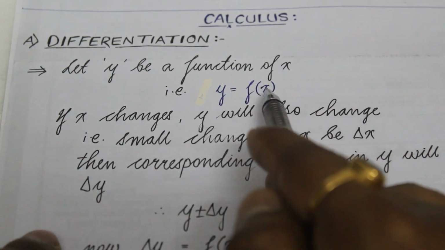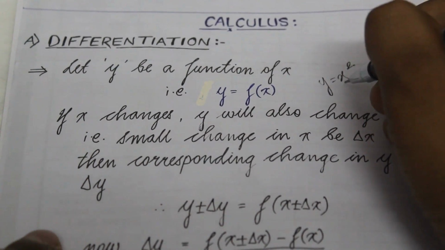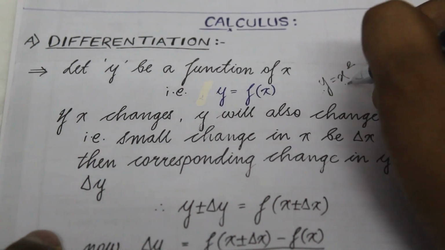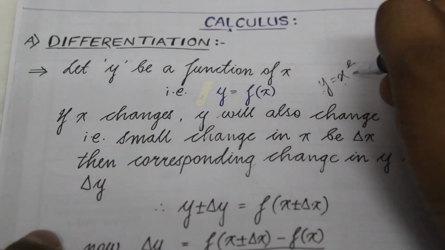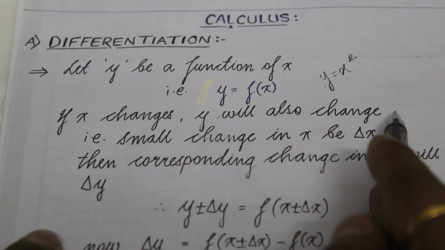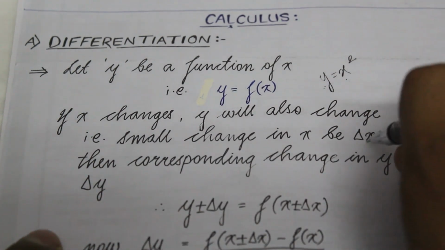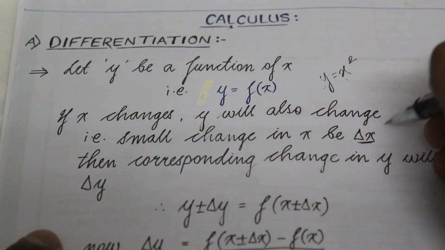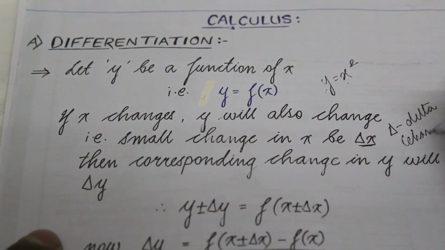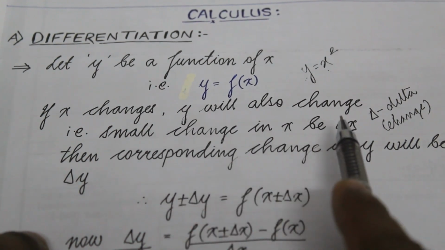For example, y is equal to x square. Right? y is equal to x square. As x changes, y will correspondingly change. So y is dependent upon x. So y is considered to be a function of x. So if x changes, y will also change. Now let us assume that there is a small change in x, which is given by delta x. Here this triangle stands for delta, which stands for change. So there is a small change in x which is given by delta x.